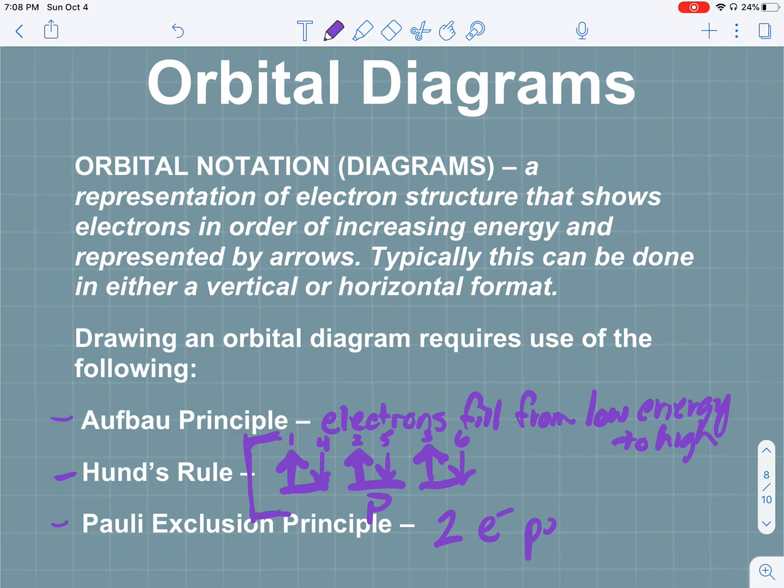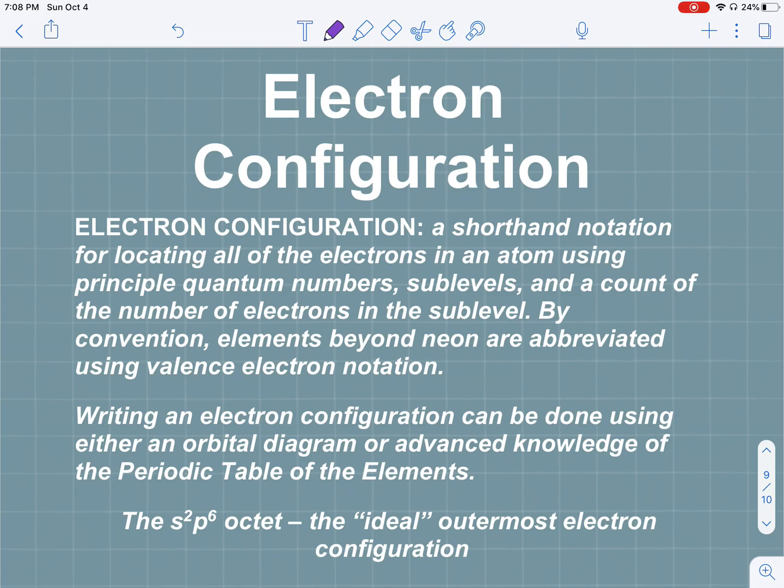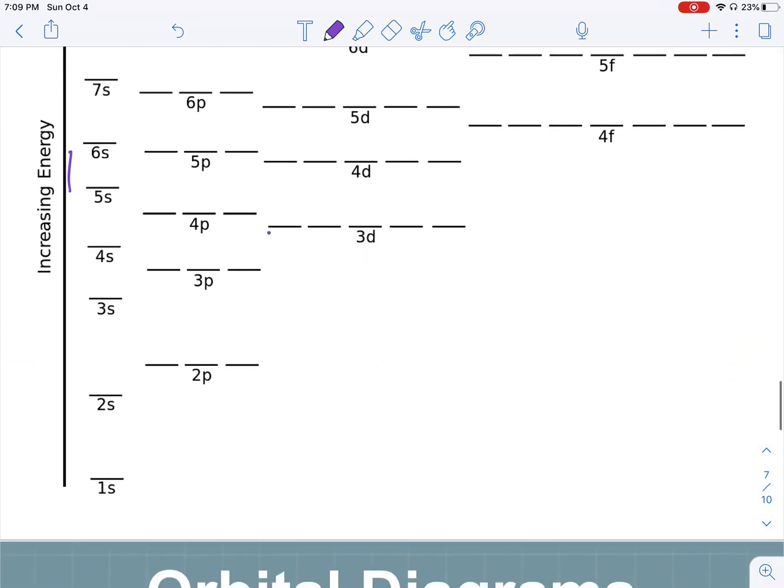And then Pauli exclusion principle, we've already said, is that no 2 electrons can have the same complete address, which basically simplified means 2 electrons per orbital max, because your only 2 possible last pieces of the address are spin state, up and down. So we're eventually going to tie this into an electron configuration, and I'll kind of leave it here that the electron configuration is a shorthand notation for locating all of the electrons in the atom using principal quantum numbers, sublevels, and a count of the number of electrons in the sublevel.